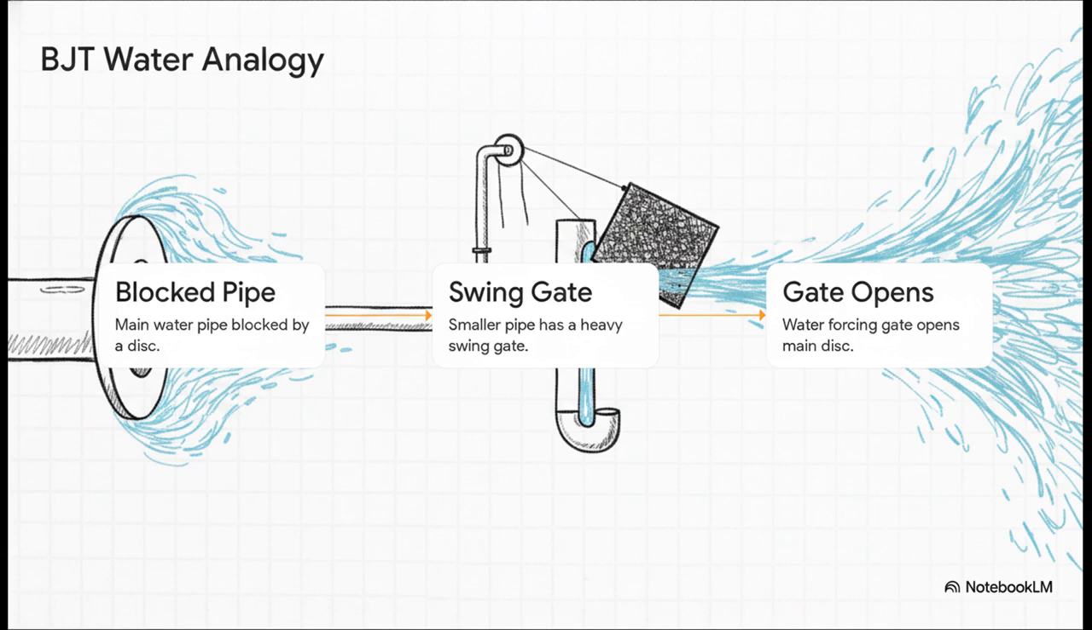Let's break down how this alien tech actually works using a very grounded water pipe analogy. Imagine water flowing through a main pipe, but it's blocked by a disc. We connect a smaller, secondary pipe to this main one, and in that smaller pipe, we put a heavy swing gate attached to a pulley. Because the swing gate is super heavy, a tiny trickle of water just won't move it. You need a specific, continuous flow of water or current to force that swing gate open. As water pushes the small gate open, the pulley pulls the main disc out of the way, allowing a massive rush of water to flow through the main pipe. In a BJT, supplying current to the base pin forces the internal gate open, allowing a much larger current to flow through the main circuit.